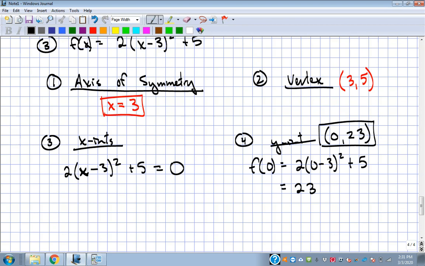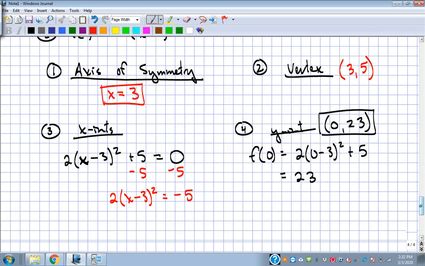Okay, so we're going to solve this by square roots. To solve something by square roots, you've got to get the squared part by itself. For this particular problem, the squared part is this parentheses here, so I want to isolate that parentheses. What's my first move? Yeah, move the 5 by subtraction. That's going to give me 2 parentheses x minus 3 squared equals negative 5.